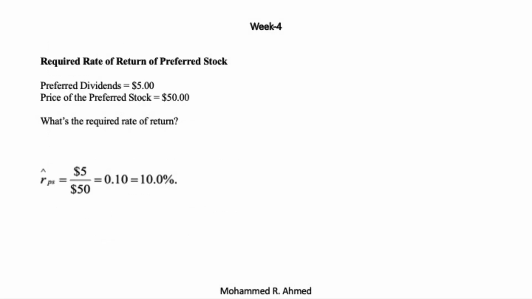Let's look at the required rate of return of preferred stock. The preferred dividends are given to you as $5, and the price of the preferred is $50. The question is, what is the required rate of return? To compute the required rate of return, we take the dividends divided by the price. In this case, the dividends were given to us as $5 and the price of the stock is $50. 5 divided by 50 is 10%. 10% is the required rate of return of the preferred stock.